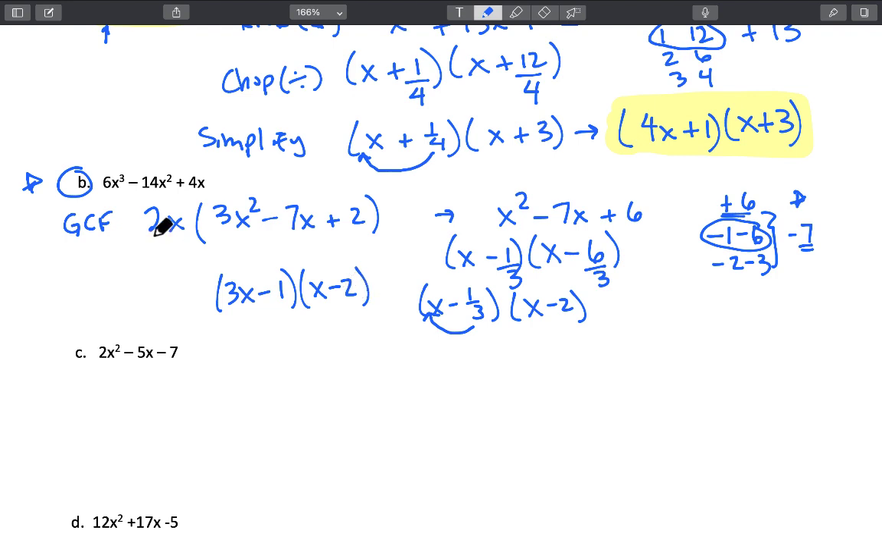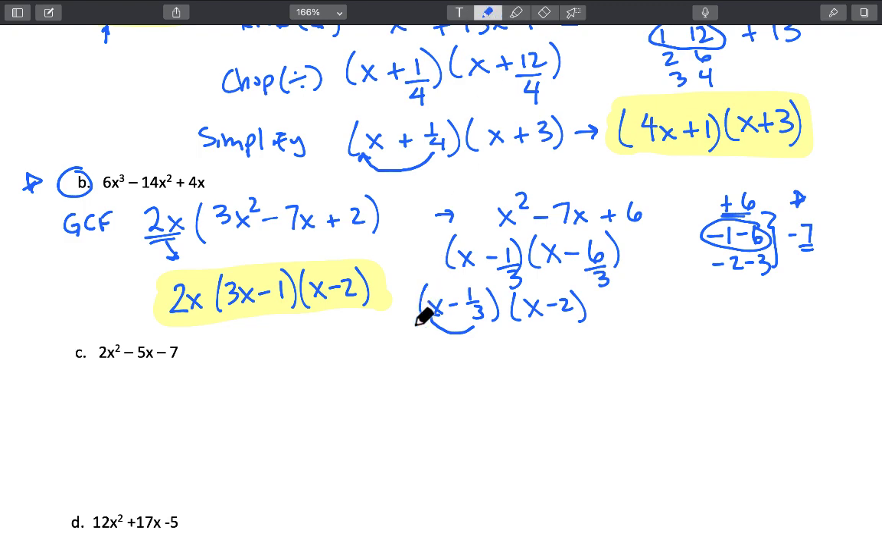Now don't forget your original GCF that you factored out. This is also part of your factorization. So your final 3 factors here are 2x, 3x minus 1, and x minus 2.